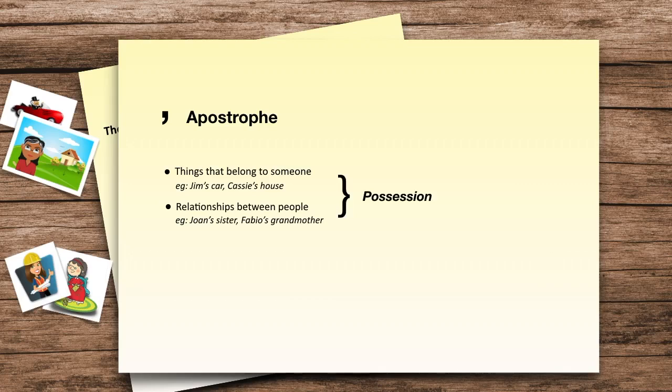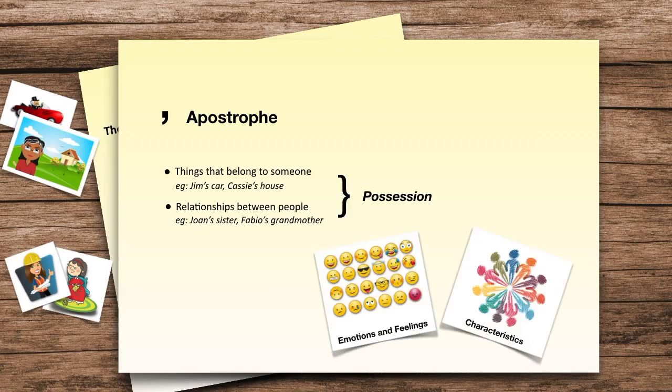And you can use this construction, which the apostrophe makes available, to talk about emotions and feelings and characteristics that are associated with or belong to an entity or an individual or an animal. It could be anything. Let's take another example.